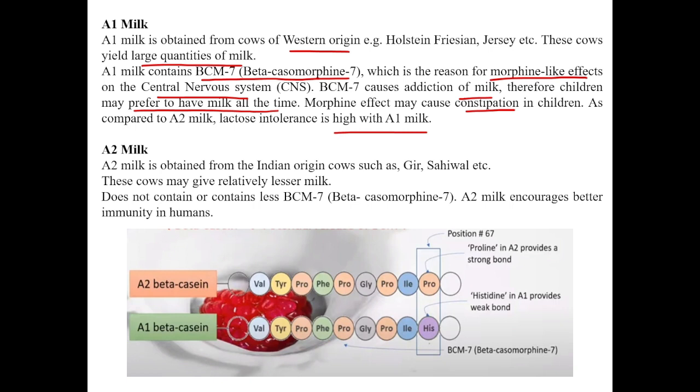Now the A2 milk is obtained from Indian origin cows like Sahiwal, Gir, Haryana, Ongole and many other Indian breeds. Milk from these breeds is considered to be A2 milk, and these cows give relatively less milk. They do not produce BCM7 during digestion in the intestine. A few reports have indicated that A2 milk gives better immunity in humans, and all those effects which have been shown for A1 milk are not there for A2 milk.